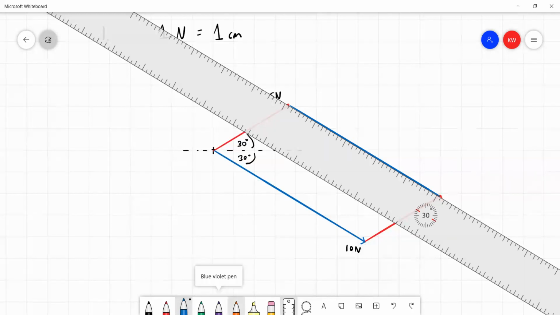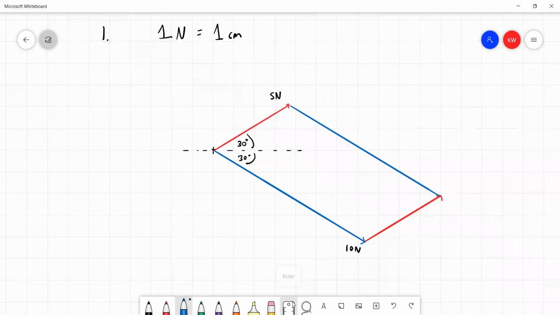And it does, which is exactly what we wanted. So what we've done so far is we've drawn in our two vectors to a scaled size, so that a 10 Newton vector is twice as long as a 5 Newton vector. We've drawn in the angles accurately. And what we're aiming to do now is to find the resultant vector.